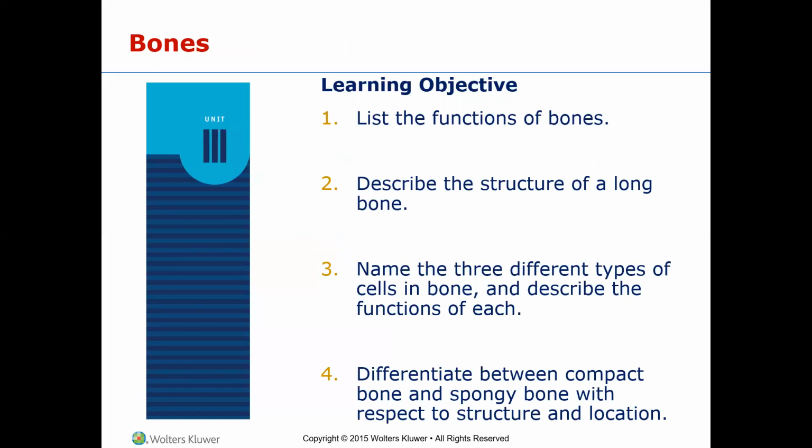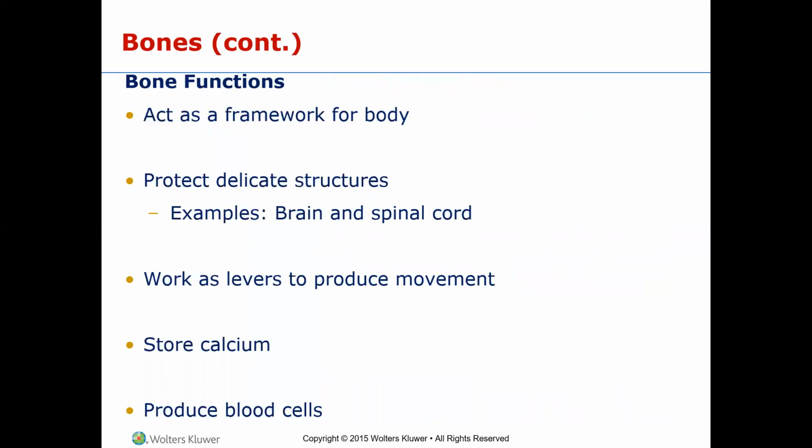So the function of bones, there are 5. And then again, we'll be describing the structure of the long bone and the different types of cells that you find in bone, and be differentiating between compact and spongy bone in accordance with their structure and their location.